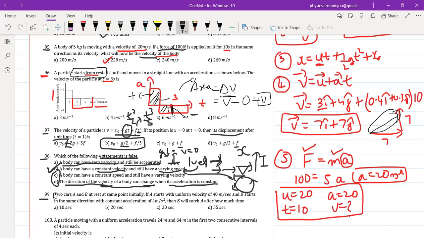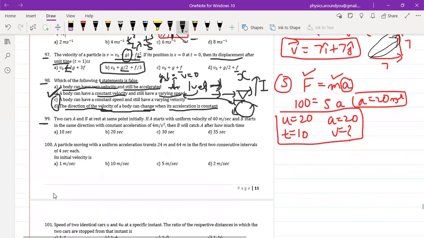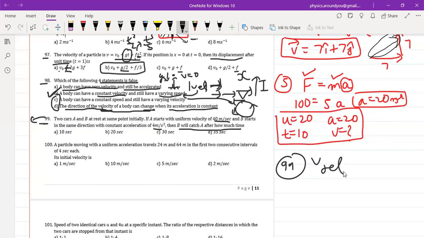Two cars A and B are at rest at the same time. If A starts at a uniform velocity of 40 meter per second, and B starts in the same direction at 4 meter per second square, then after how much time will B catch A? Whenever there are two bodies, the 99th question calls for the relative velocity concept.